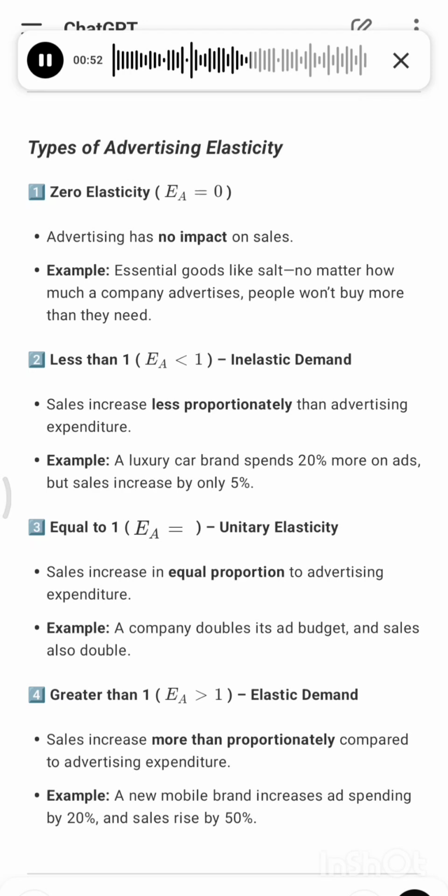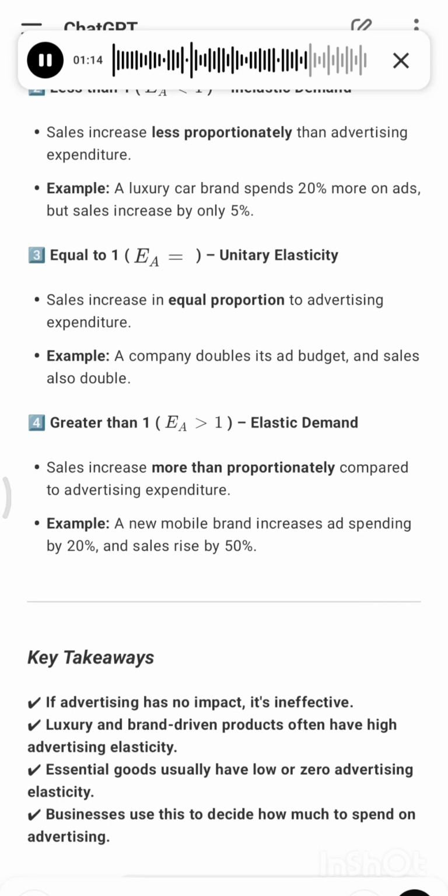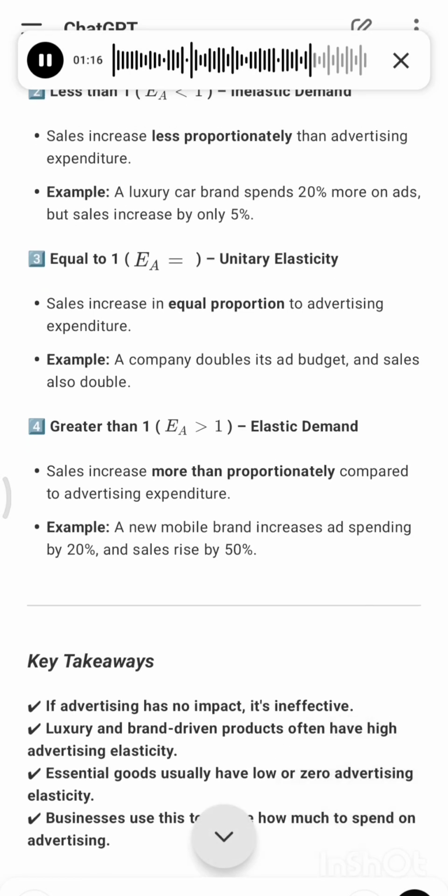3. Equal to 1, EA equals 1, unitary elasticity. Sales increase in equal proportion to advertising expenditure. Example, a company doubles its ad budget and sales also double. 4. Greater than 1, EA > 1, elastic demand. Sales increase more than proportionately compared to advertising expenditure. Example, a new mobile brand increases ad spending by 20% and sales rise by 50%.